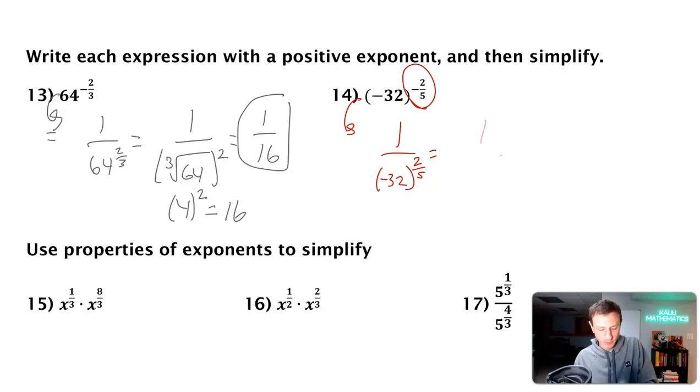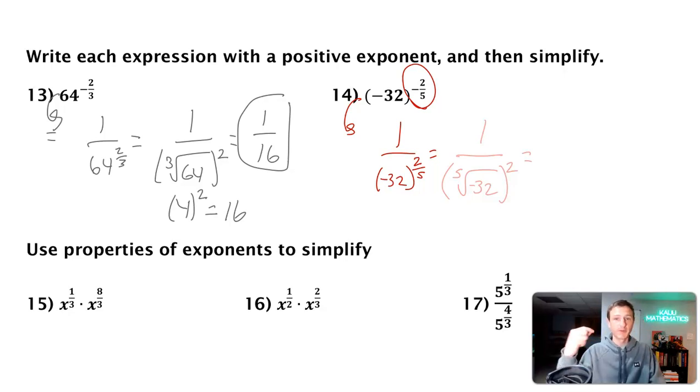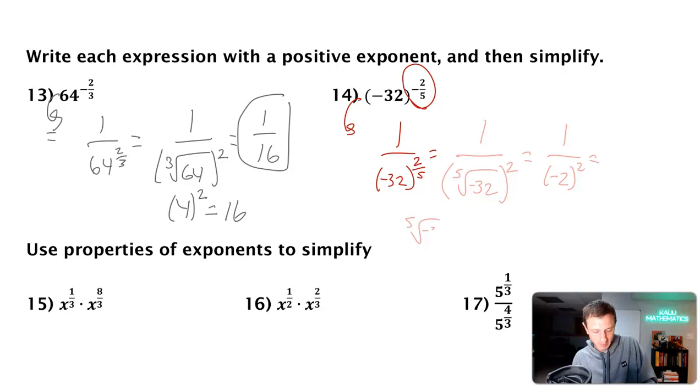We apply our exponent rule. So 1 over. And then we're going to have the 5th root of negative 32 all being squared. 5th root of negative 32 is negative 2, because it's an odd index, 5. So negative 2 to the 5th would get us back to negative 32. So 1 over, and that would be negative 2 being raised to the second power now, because the 5th root of negative 32 is negative 2, and then that's all being raised to the second power. So negative 2 times negative 2 is positive 4, so 1 over 4.